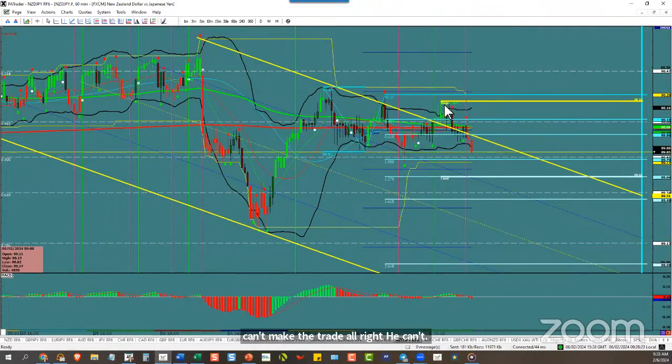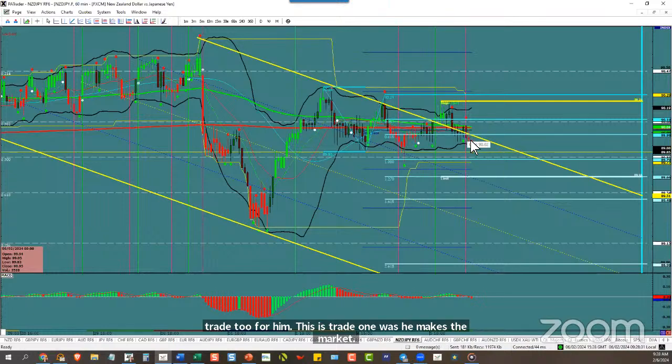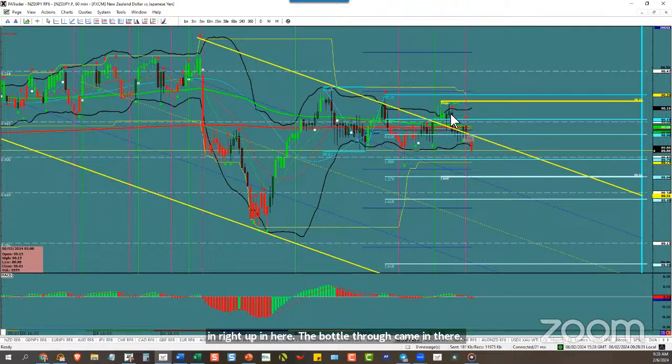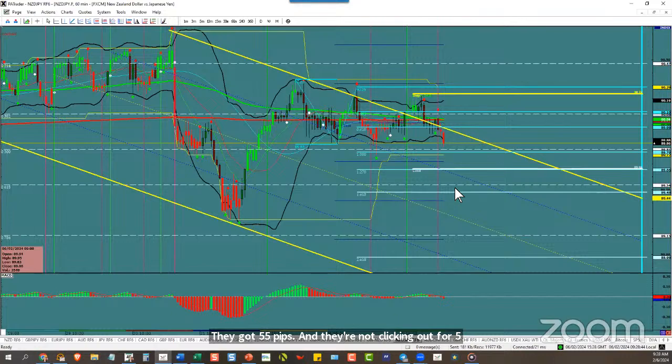Now, he made the trade up here. So this is trade 2 for him. Trade 1 was he makes the market. This is trade 2. This is also the follow through coming in right up in here. The follow through came in there. Follow through came in there. They got 55 pips. And they're not clicking out for 510. They'll get fired if they do that. All right. Boss, I had a good feeling about this.